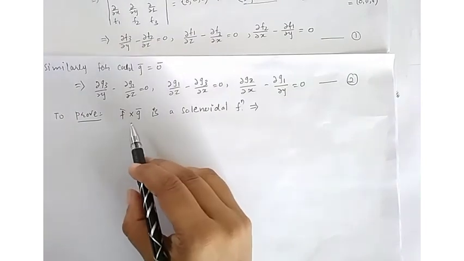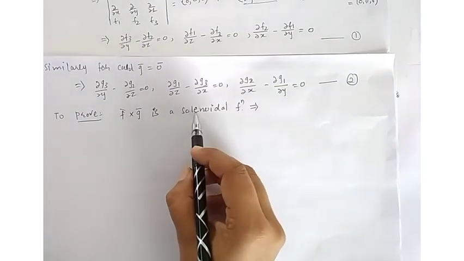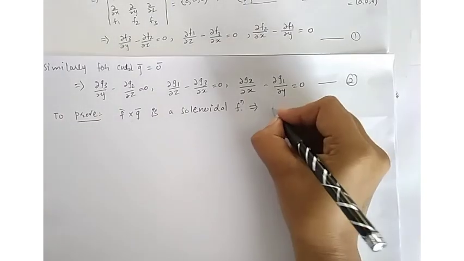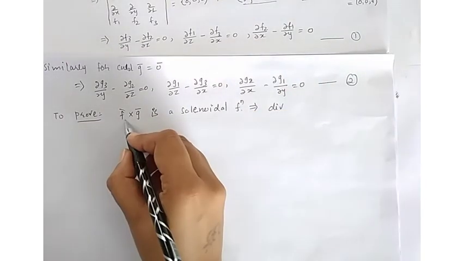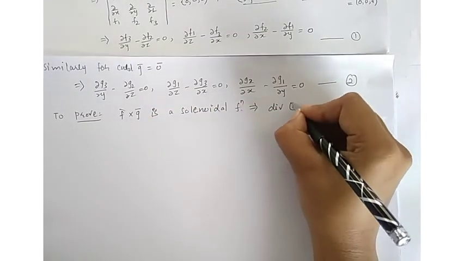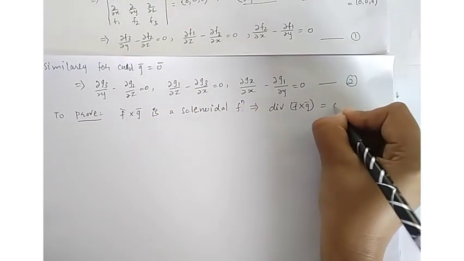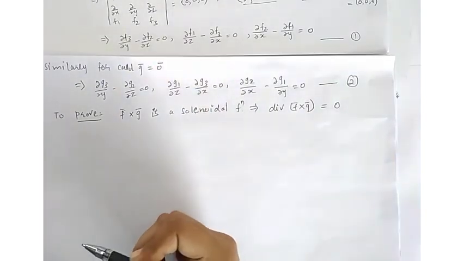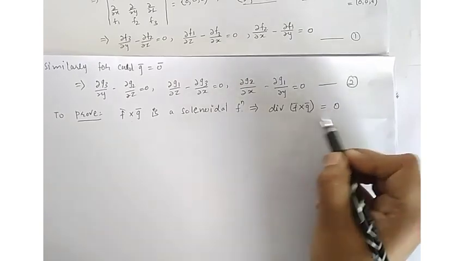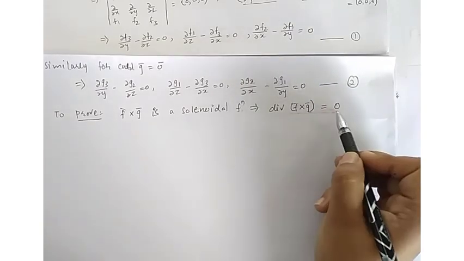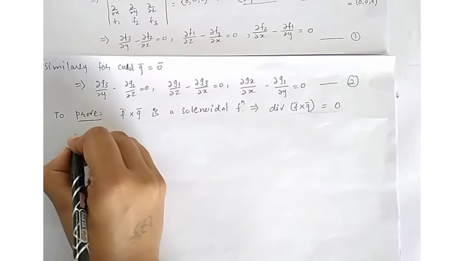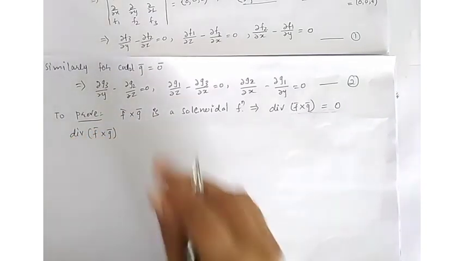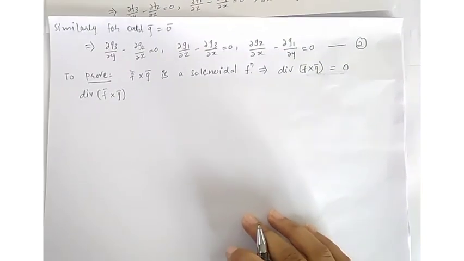When I say that a function is solenoidal, using the definition of solenoidal, if the divergence of the function is 0, then I am saying that this function is solenoidal. So we have to prove that the divergence of this product f bar cross g bar is 0.